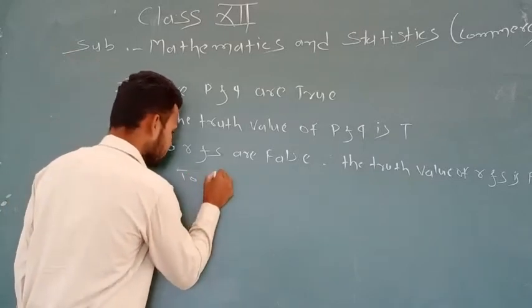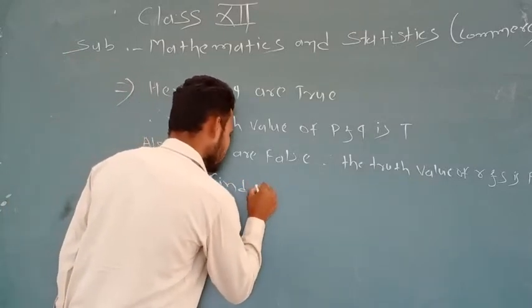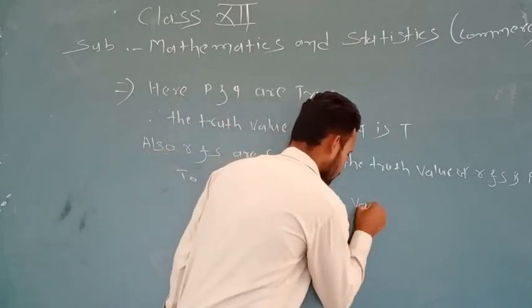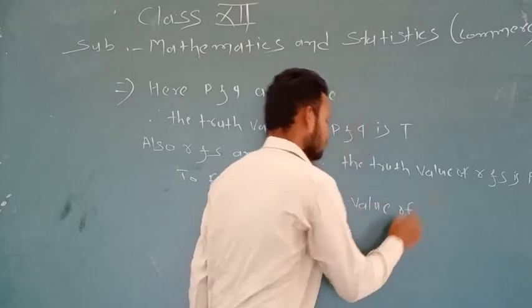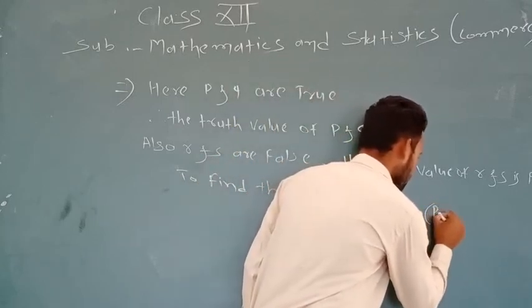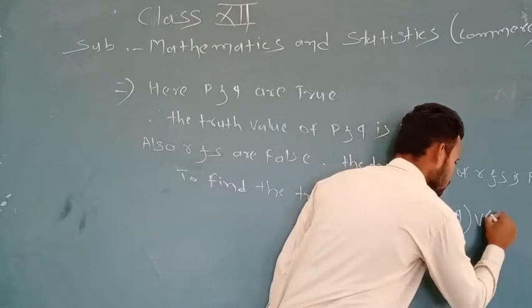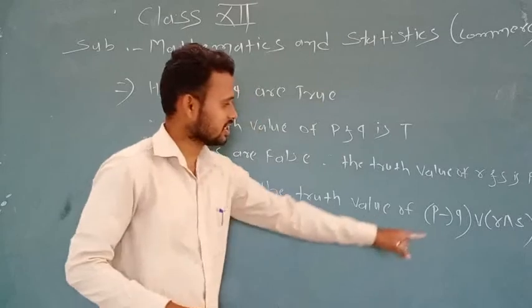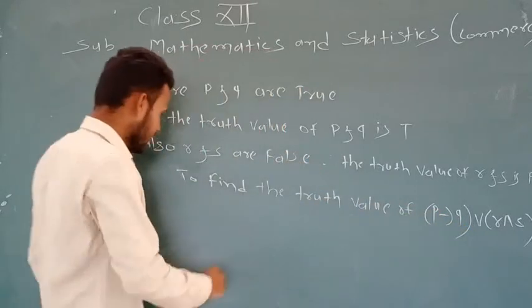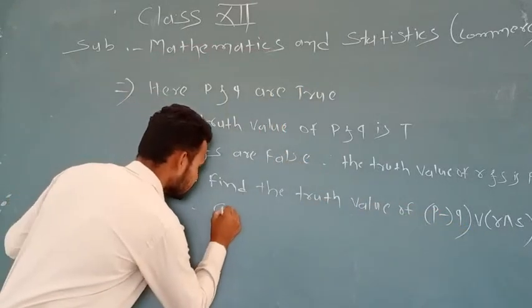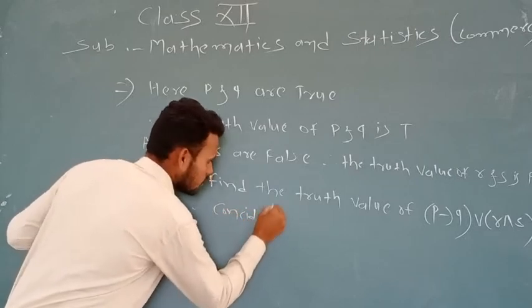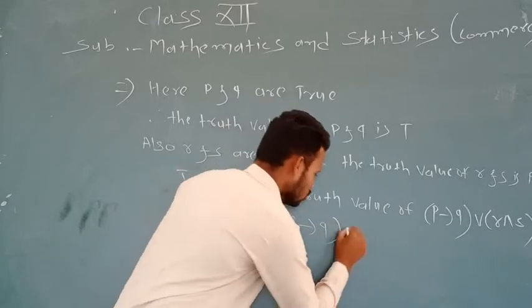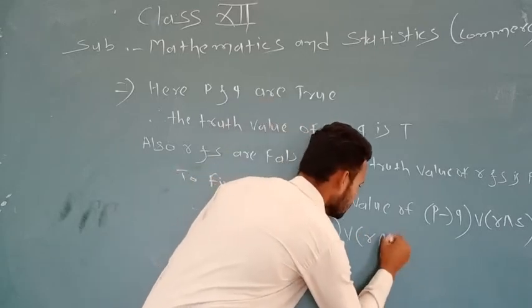Next, to find the truth value of P implies Q, join with R meet S. We need to find out the truth value. Therefore directly we consider this statement. Therefore next line, consider this statement: P implies Q, join with R meet S.